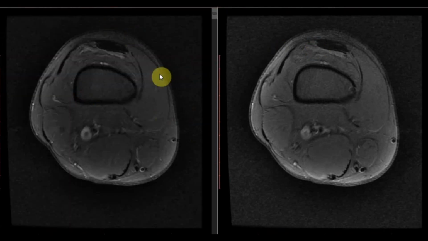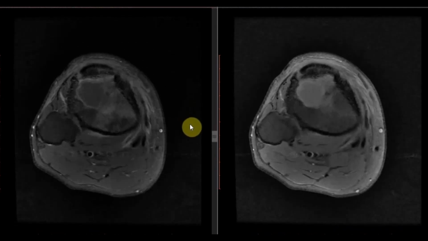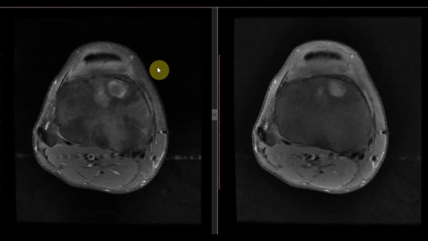These are the two T1 weighted sequences, one pre and another one is the post contrast sequence. This one is the pre-contrast sequence and this is the post-contrast sequence, and we can see there is thin peripheral enhancement surrounding the abscess cavity. So the granulation tissue surrounding the abscess is showing enhancement.